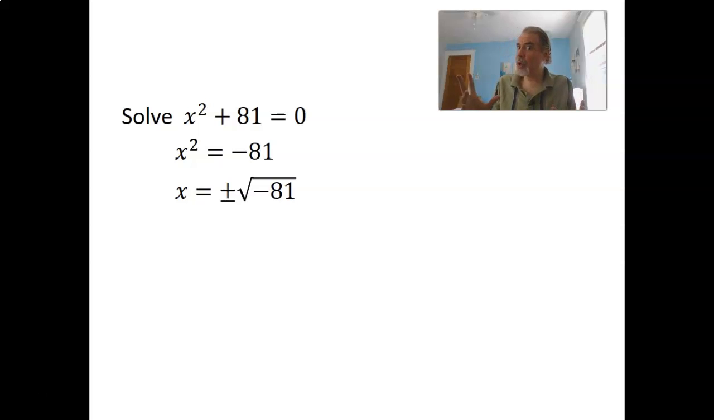Okay, what is the square root of negative 81? Whenever you see the square root of a negative number, that's when i gets involved. That would be i times the square root of positive 81. i times 9, or just 9i. So our solutions are plus or minus 9i. In other words, x could be 9i, or it could be negative 9i.